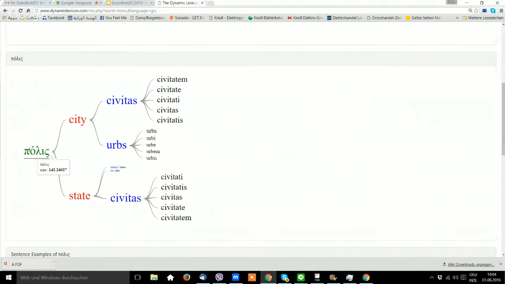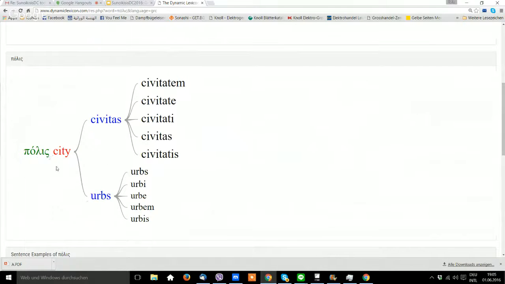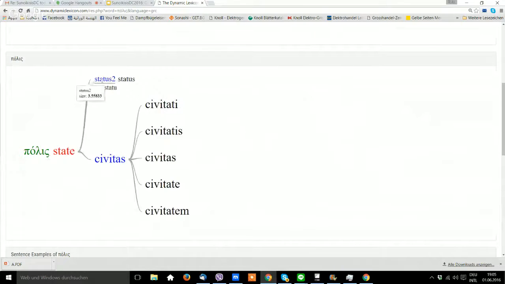Here we can see that polis is translated to city and state; I took only the best 2 or 3 translations. And city is translated to civitas, so we can see that polis and civitas are a translation pair. Polis and urbs are also the same. Here, as you can see, I took the lemma. Here also the state, status.